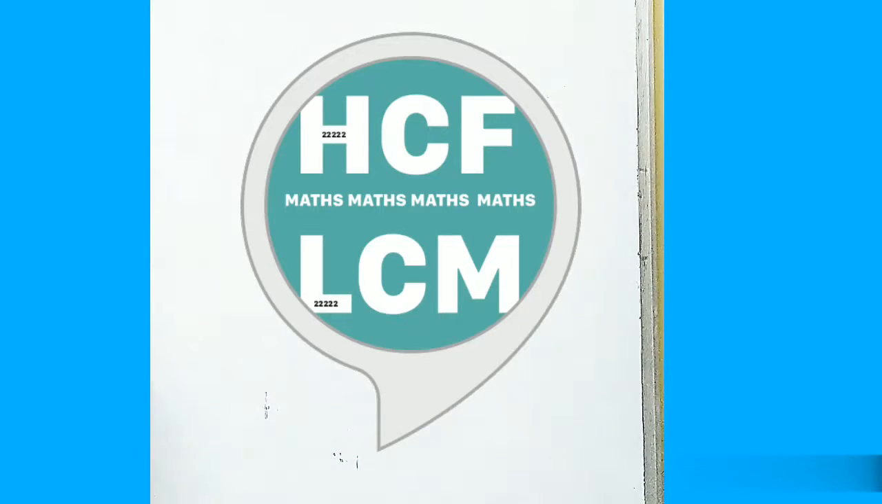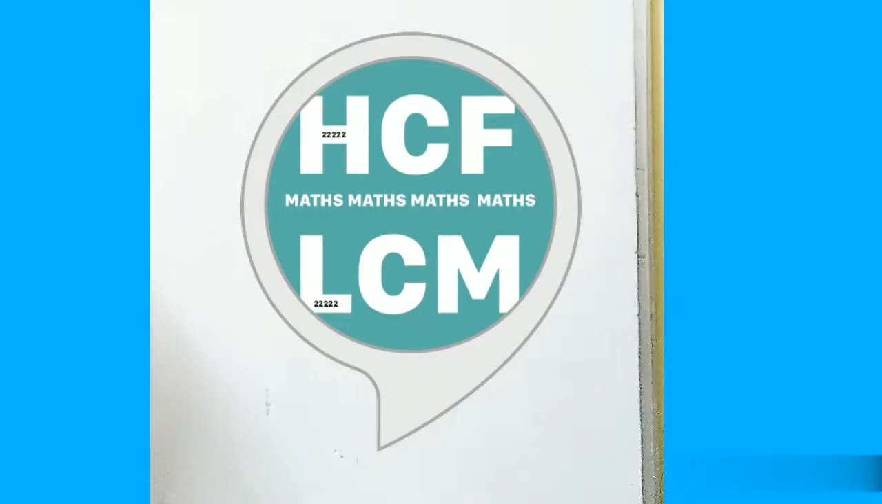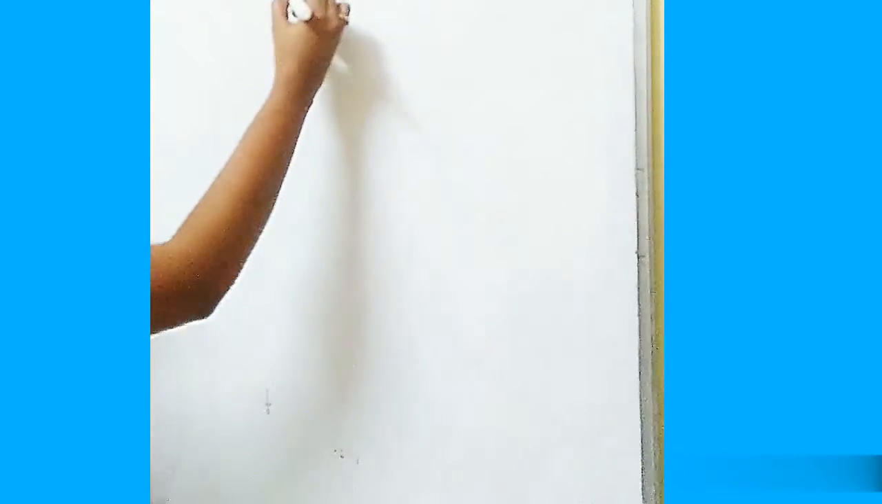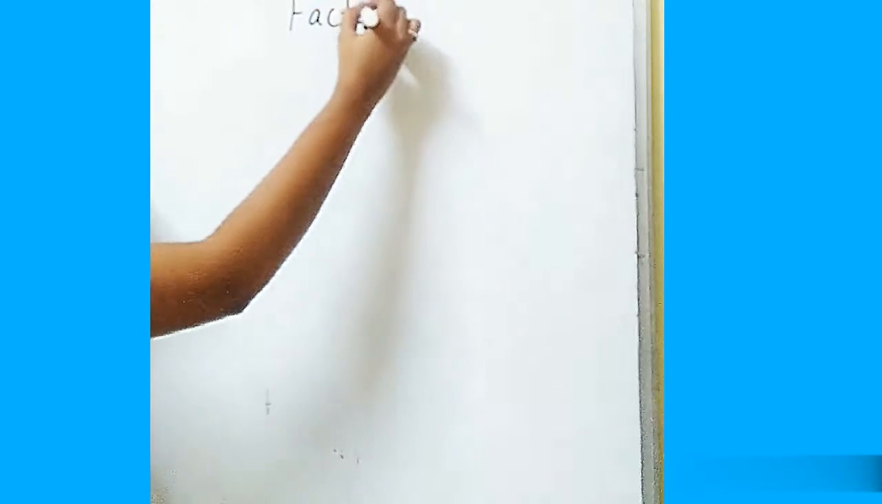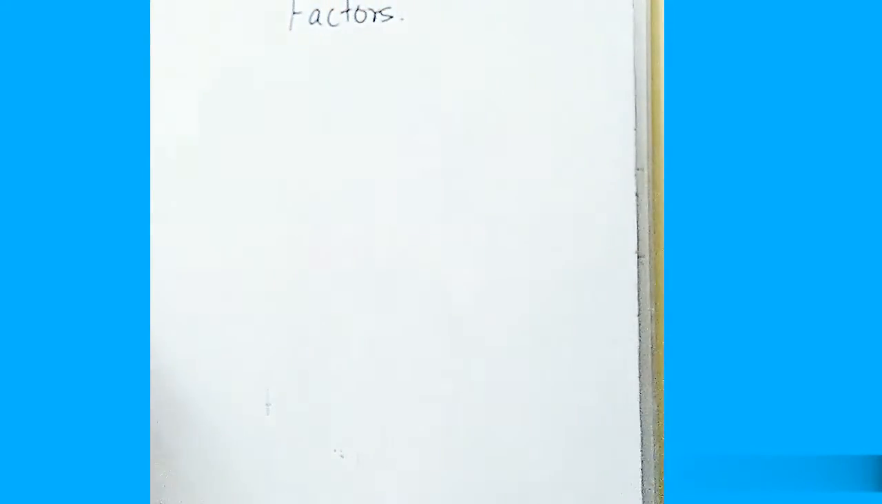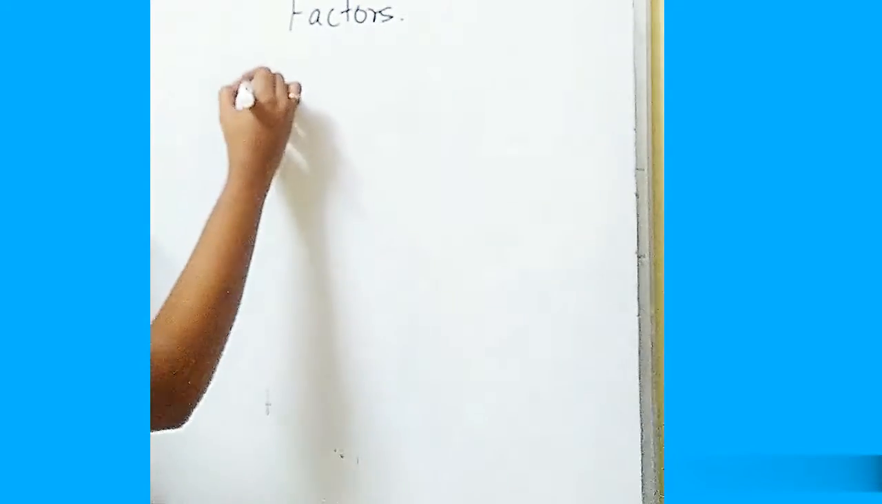Everyone. So today we are going to start with the factors. Now what is a factor? A factor is actually a number in which that particular number comes. For example, I'll take a simple example, student. Factors. I am taking one number as 12.